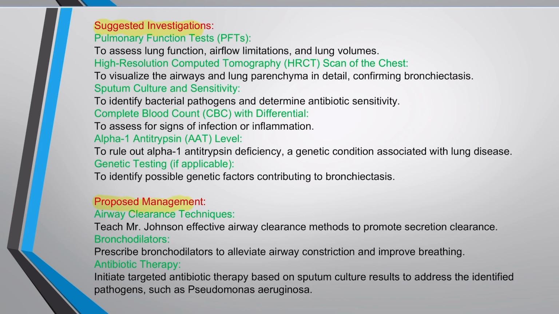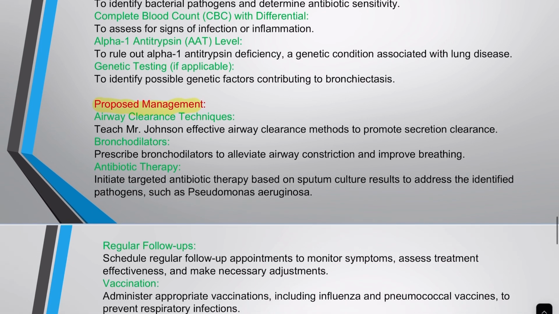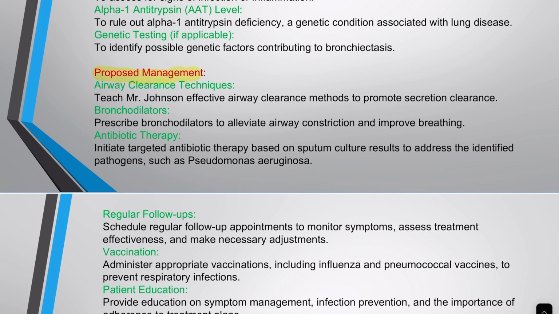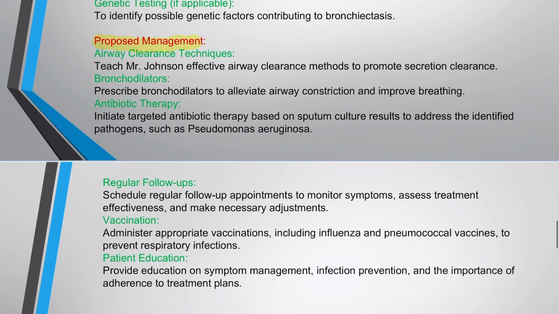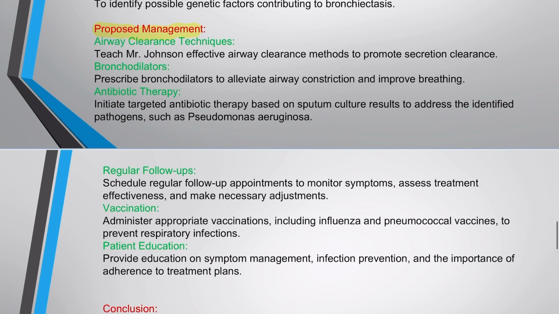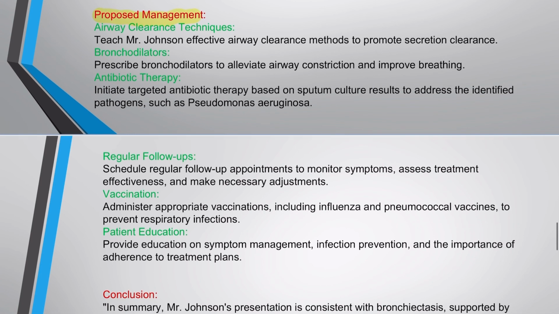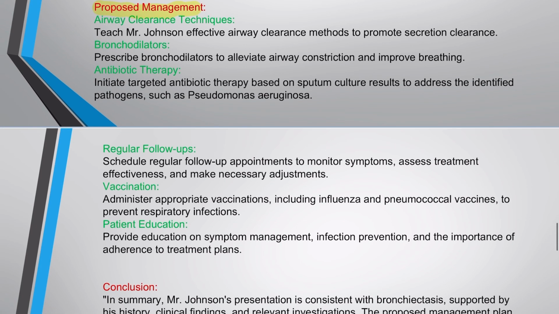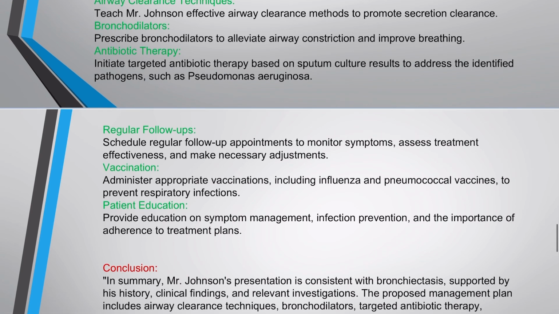So proposed management in bronchiectasis: airway clearance techniques. So we teach Mr. Johnson effective airway clearance methods to promote the secretion clearance. Bronchodilators: prescribe bronchodilators to alleviate the airway constriction and improve the breathing. Antibiotics: initiate targeted antibiotic therapy based on sputum culture results to address the identified pathogens like Pseudomonas aeruginosa.